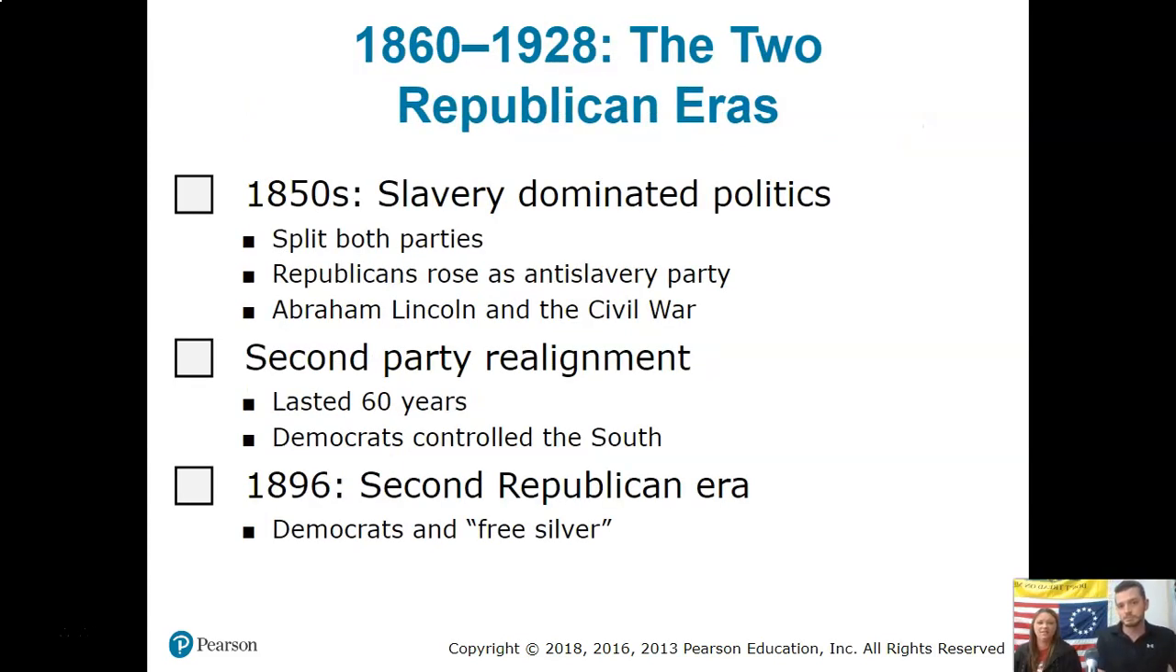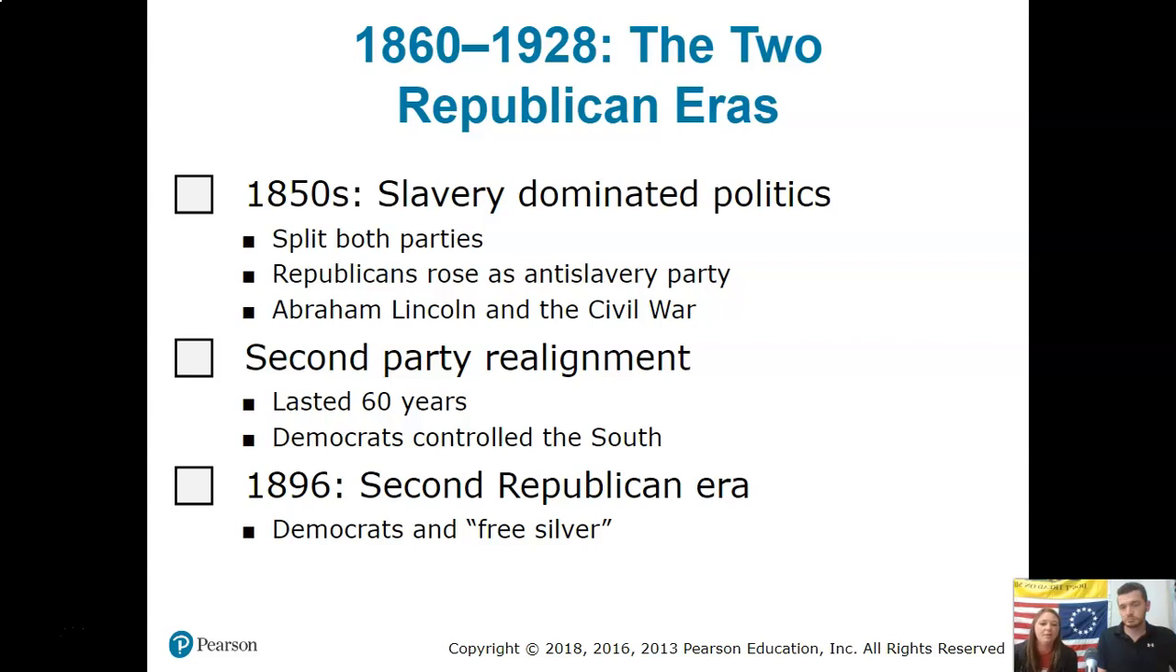All right, moving on. 1860 to 1928, the two Republican eras. In the 1850s, slavery is going to be the driving force behind the split into this two-party system. Lincoln is our first Republican president elected, and after Lincoln, we only will see either a Republican or a Democrat elected moving forward. Republicans are going to rise up as the anti-slavery party, more focused in the northeastern states. Democrats are going to be more in the southern part of the country.